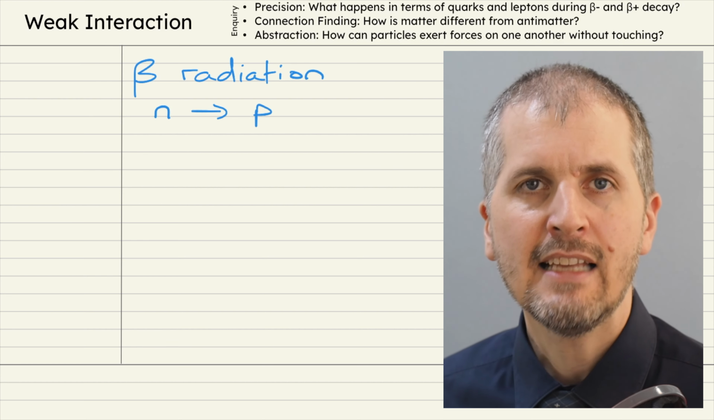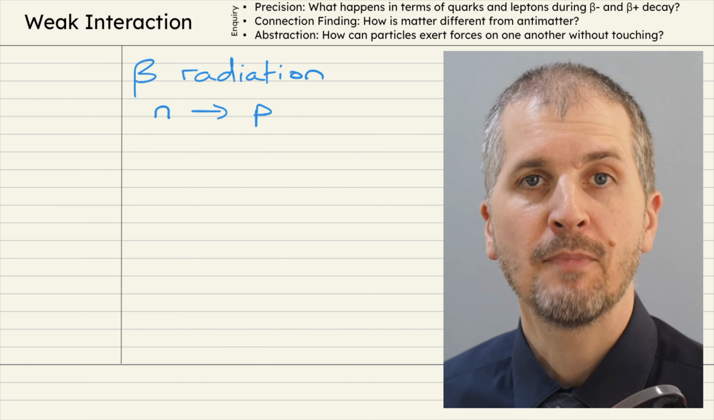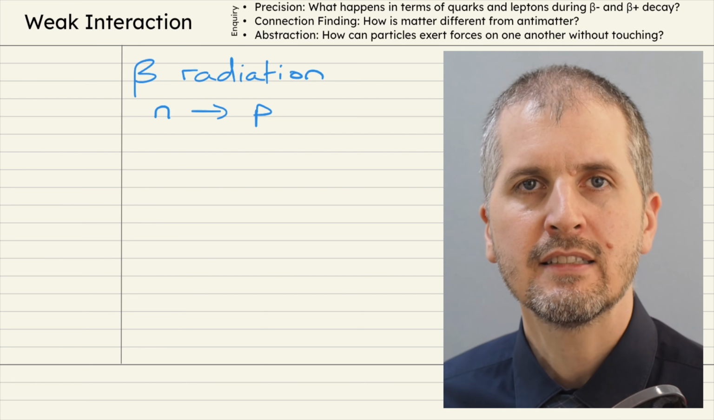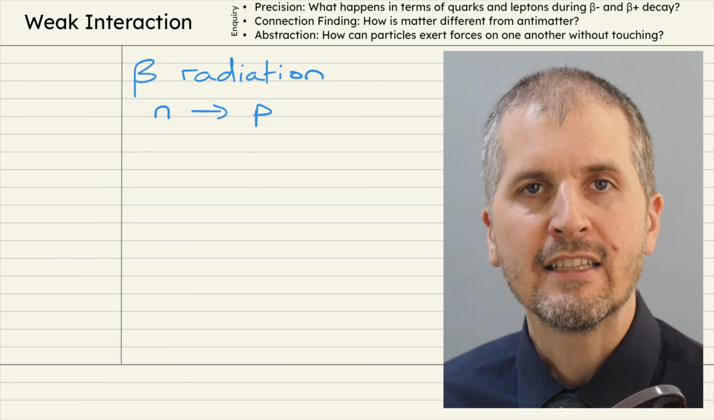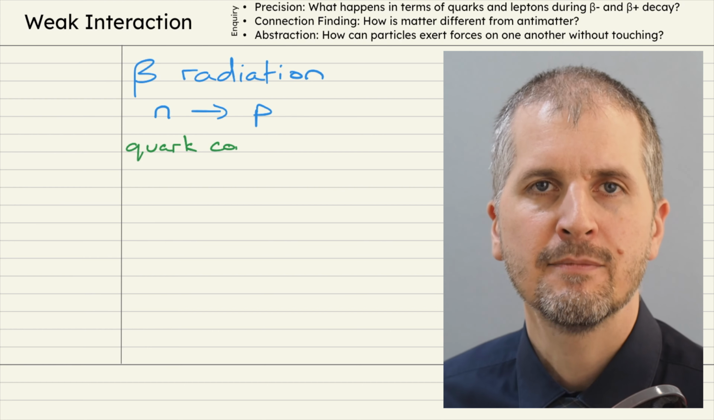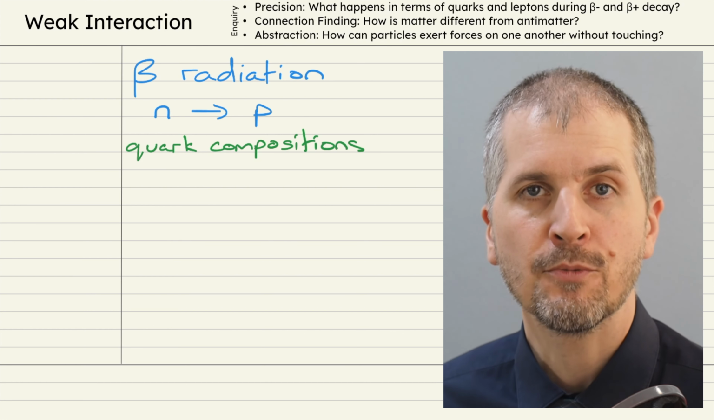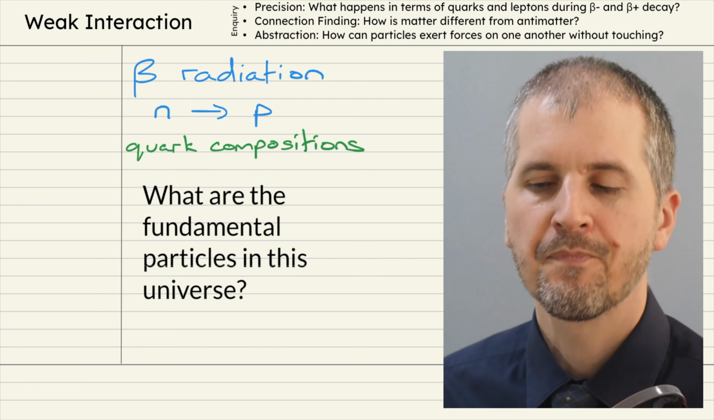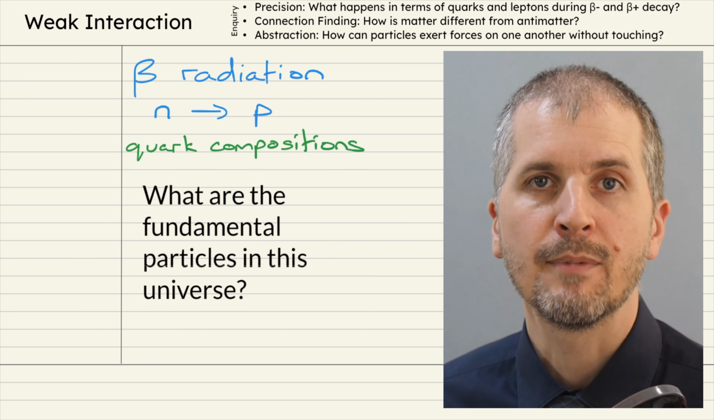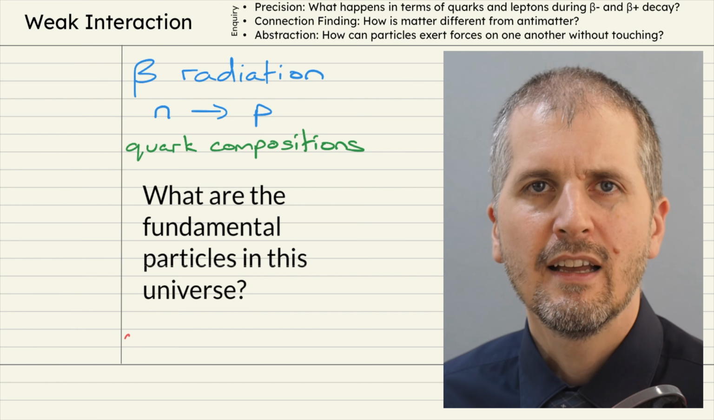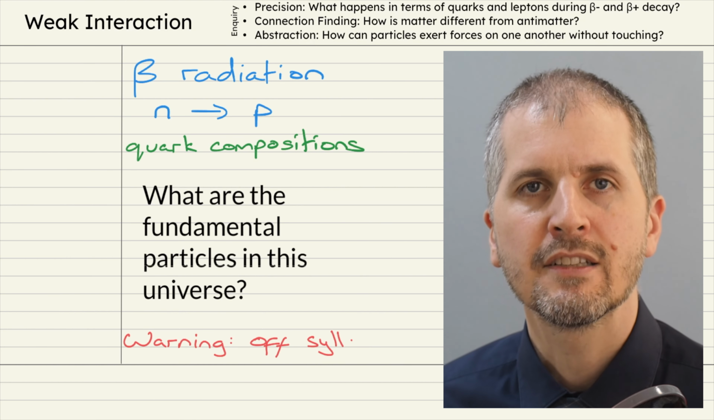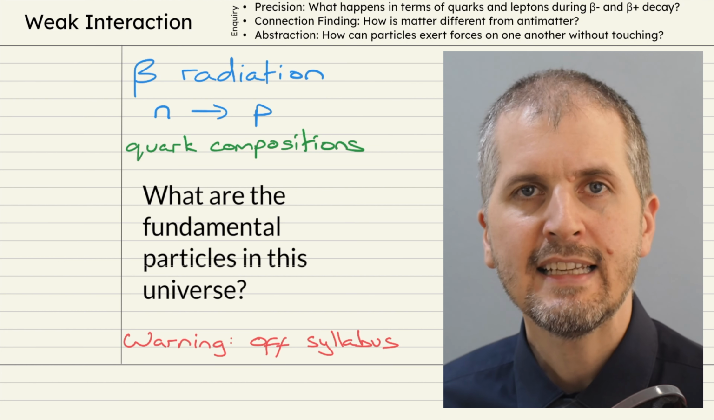Now that we understand that neutrons and protons are both made up of quarks, we can dig into that a little bit deeper and we can try to understand what is going on in terms of the quark compositions. And what does that mean in terms of fundamental particles? Now, most of this lesson video is going to be off the syllabus, but it's a fascinating backstory and it's going to help you to understand the beta decay in a lot more detail.